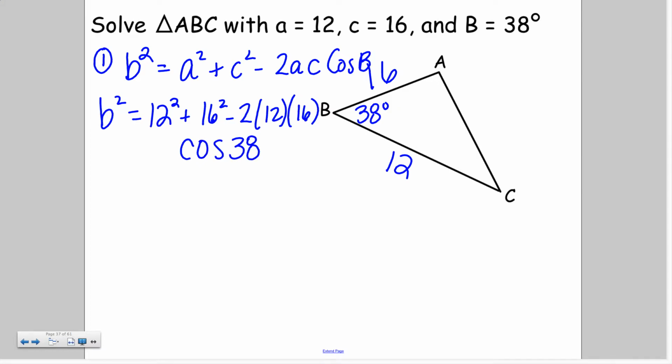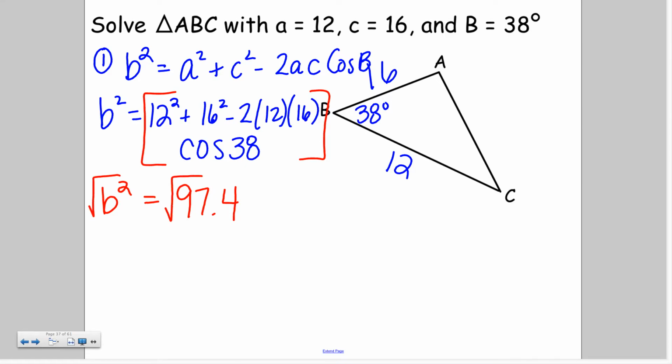So now I'm going to put this right here in my calculator. When I do that, I get 97.4. Now that still gives me B squared. I don't want B squared, so I'm going to take the square root of both sides. So the side length of B is roughly 9.9.